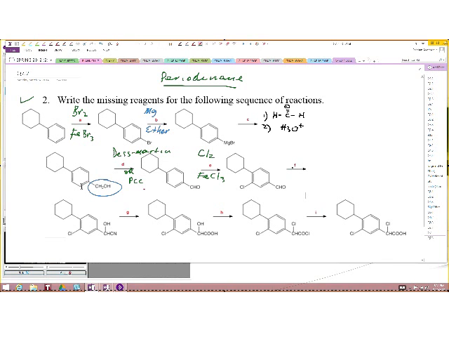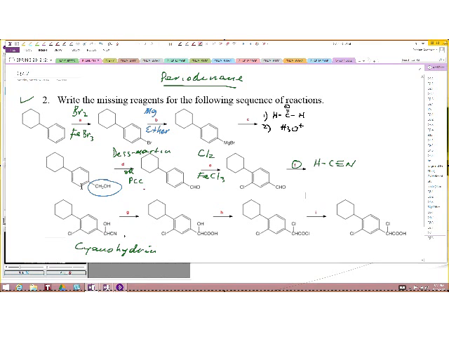Okay. Now we want to go from this aldehyde here. We want to form a cyanohydrin. What reagent do we need here? HCN? Okay, very good. Hydrogen cyanide will add to an aldehyde to give you a cyanohydrin.